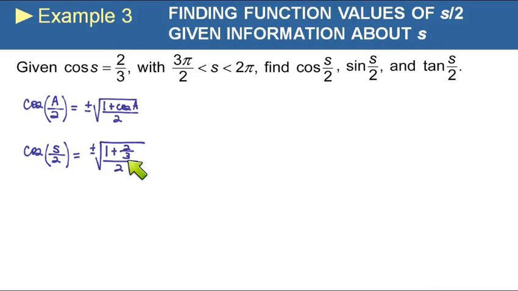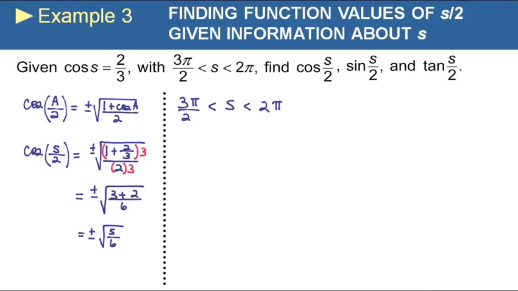Alright, now I need to reduce that complex fraction, so I'll multiply everything by 3. And that's going to give us, when we distribute the 3, 3 plus 2 in the top, and in the bottom 6. So the 3 plus 2 is going to make 5. And we're left with plus or minus the square root of 5/6. Now, this is the right value, but it's not in a very nice form.